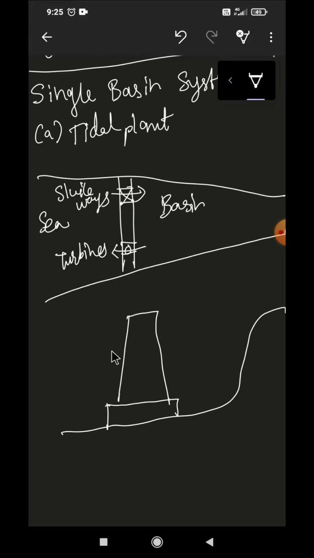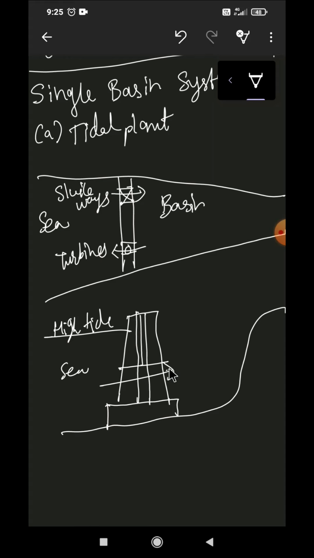So suppose this is the high tide. This is the sea. This is high tide, and suppose this is reservoir filling. Now suppose we have low tide, that is ebb tide. So in that case, the sea is filled from the reservoir back.